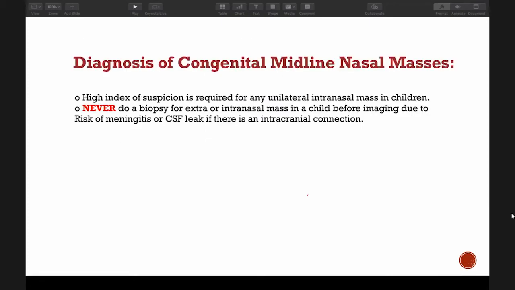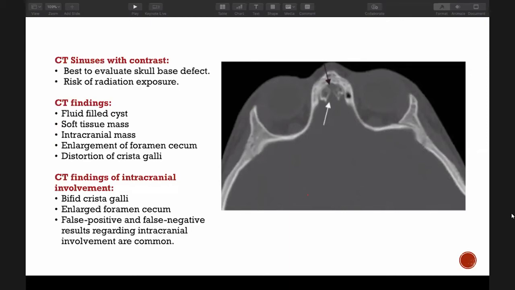Diagnosis: the most important thing in any child with a midline nasal mass is to consider that it may have an intracranial connection. For investigation we do a CT of the sinuses. It evaluates the skull base, but carries the risk of radiation. CT findings show a fluid-filled cyst, soft tissue mass, intracranial mass, enlargement of the foramen cecum, and distortion of the crista galli.